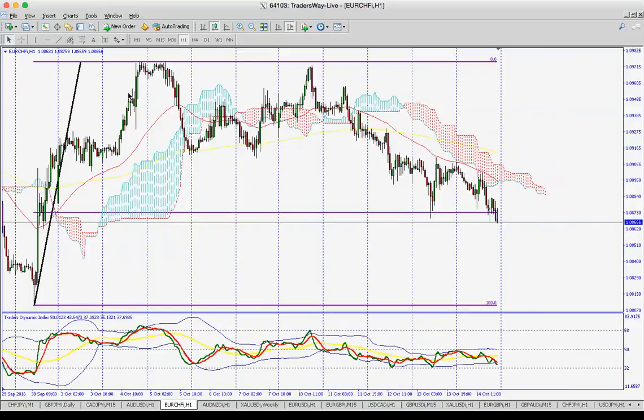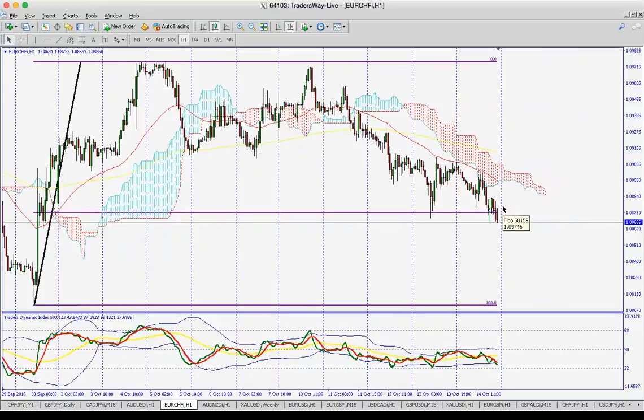Look, the market and price action rose up to the level of 1.09715. Since then, it's been retracing. It's been bouncing off it, right? It retested this level again, and then it just dropped all the way to the 61.8.